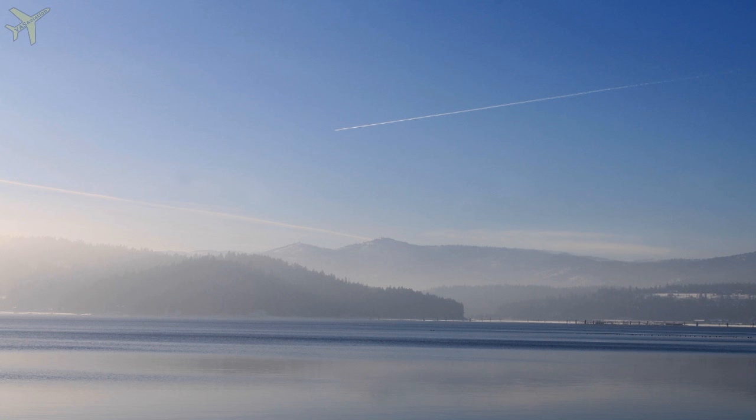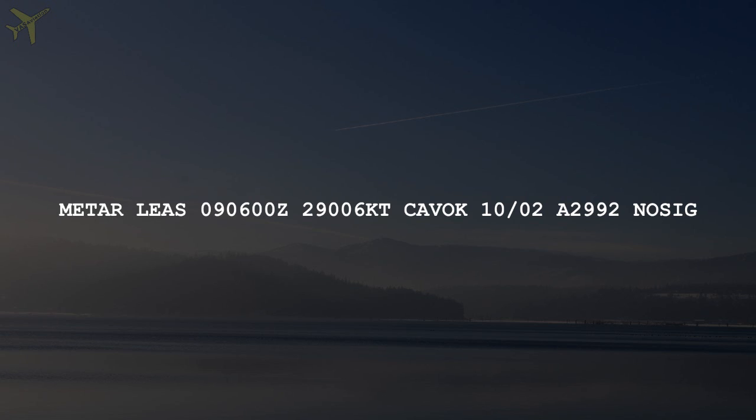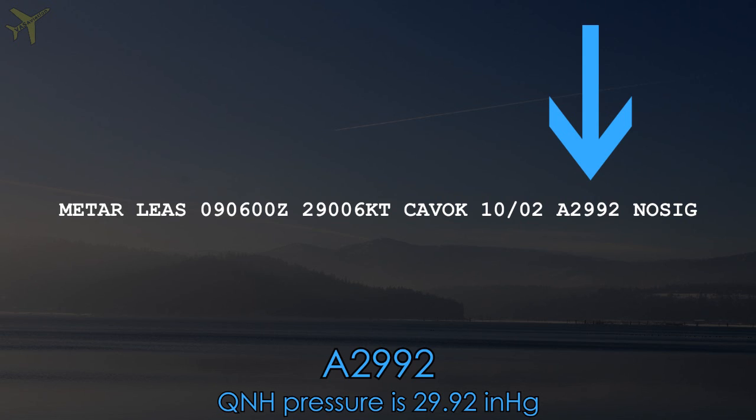A different pressure measurement can be given. Note that in the United States, the altimeter is given in inches of mercury and will appear as A, followed by 4-digit numbers. For example, A2992 stands for 29.92 inches of mercury.